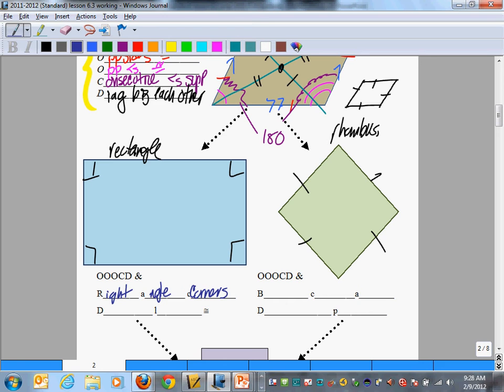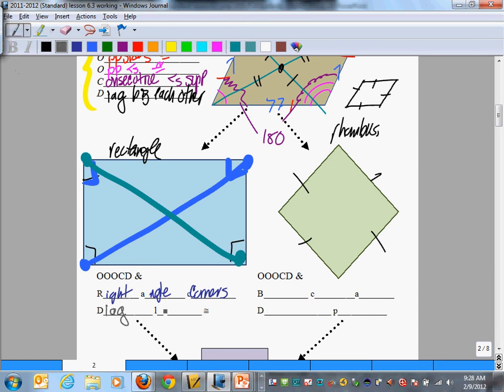And the next one is the diagonal lengths. Because of the right angles, this diagonal and this diagonal are exactly the same length. The diagonal lengths are congruent. So those are the 2 additional unique qualities of a rectangle. Diagonal lengths are equal and you have right angles.